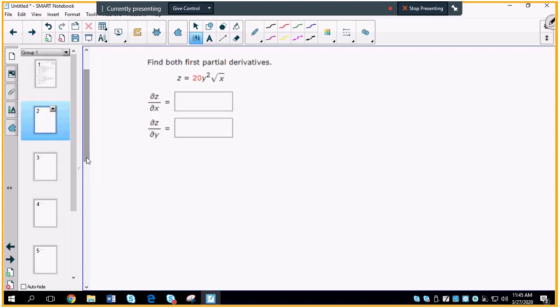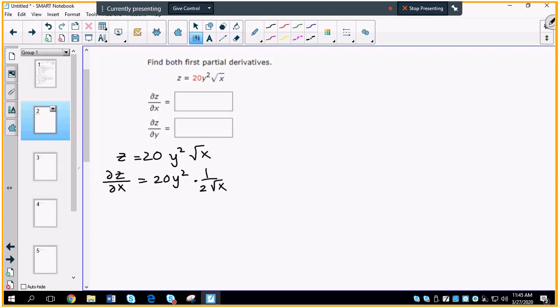So my z is equal to 20 y squared, I'm sorry, I'm writing 0,2 for 20. So it should be 20 y squared, square root of x. And as I said, I'm going to do del z del x, so the derivative with respect to x. So y is constant, it is not changing. So I will say, well, this is 20y squared. All of that is a constant. And I'm going to take the derivative of square root of x, which is going to be 1 over 2 times square root of x.